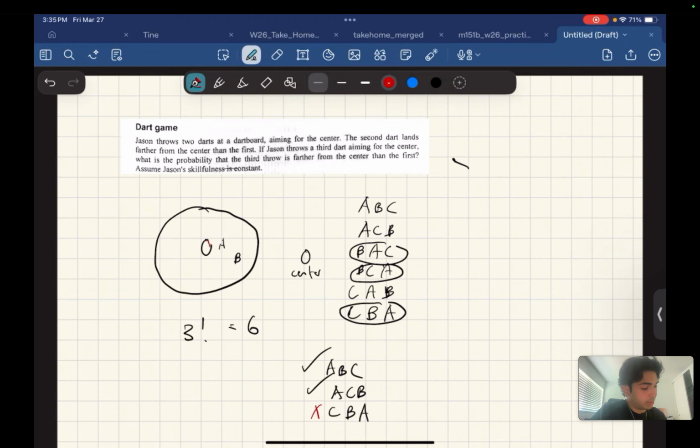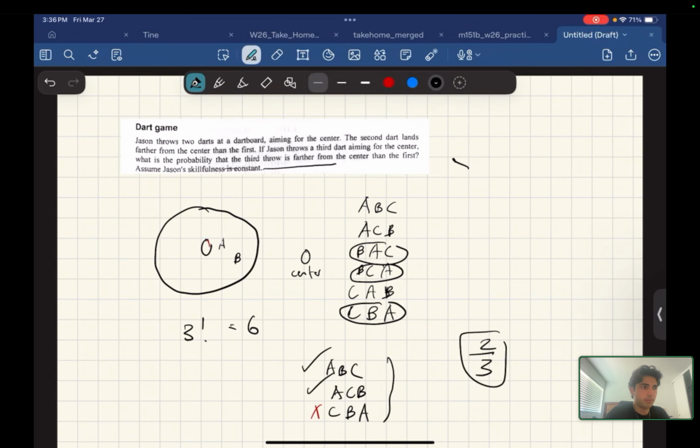So there are 3 outcomes we were considering, and 2 of them work. So 2 orderings of 3 answer our question, which is asking for the chance that the third throw is farther from the center than the first. In 2 of the 3 scenarios, the third throw is farther from the center than the first. So the answer here is 2/3.